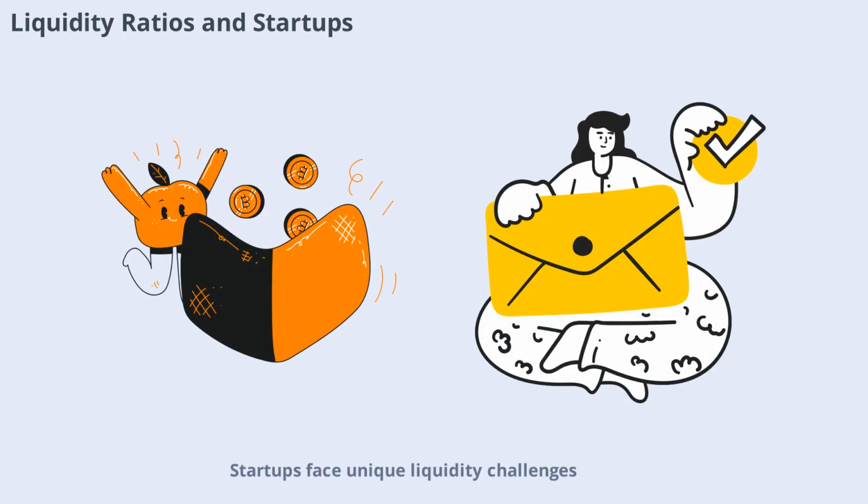Startups face unique liquidity challenges. They may have limited revenue and rely on investor funding. Monitoring liquidity ratios helps startups manage their runway and plan for future funding rounds. It's crucial for founders to understand these ratios and use them in financial planning.